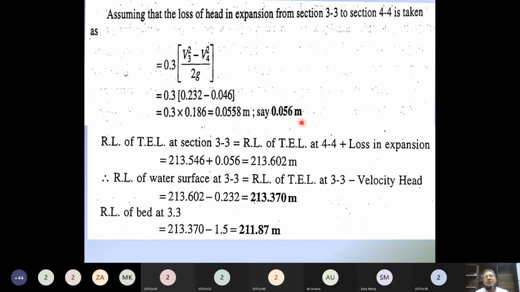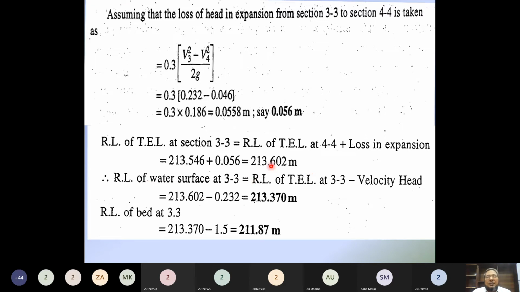Now I know the head loss. Can I now compute the total energy at section 3? Yes. The total energy at section 4 plus this head loss. So this is the reduced level of the total energy line at section 3: the reduced level of the total energy line at section 4 plus the loss in expansion. So yes, we got this value, 213.602 meter, as the level of the energy line at section 3.